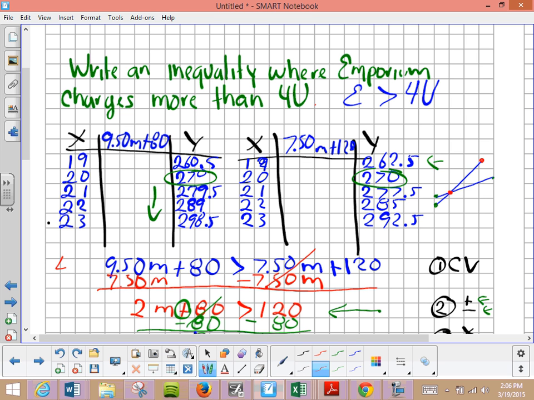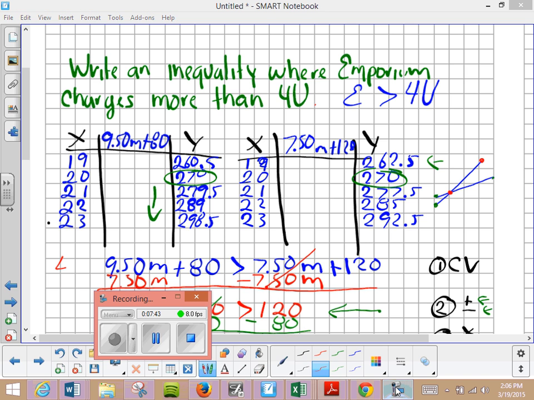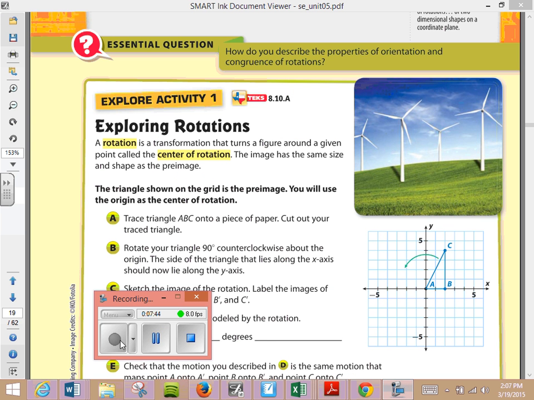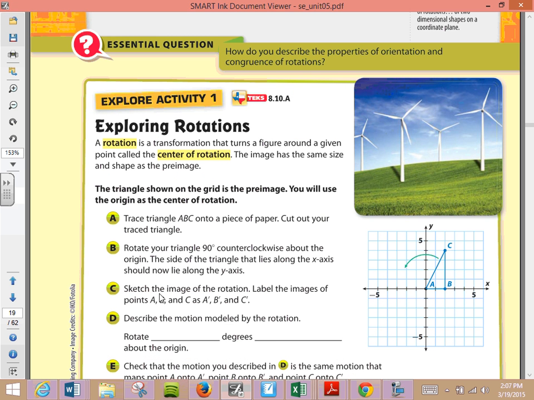Okie dokie. So let's go to your books. This is the third part of our transformations. We did translation, which is sliding, right? We did reflections, which is crossing the Y or X axis. And now we're working on rotation, which is what it sounds like, rotating something, which is kind of like turning, right, spinning. This is a good example of a rotation.